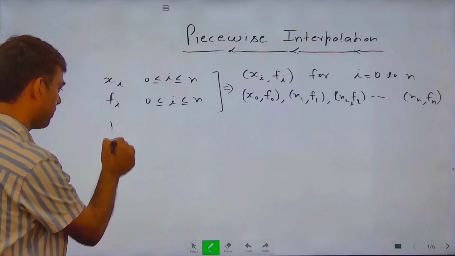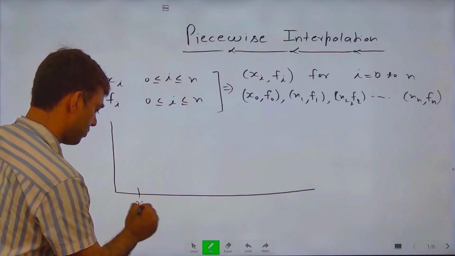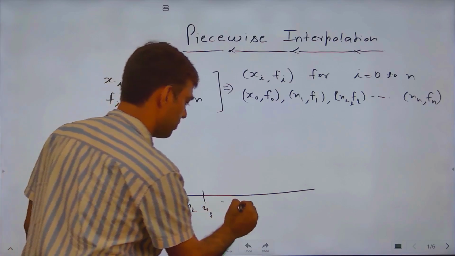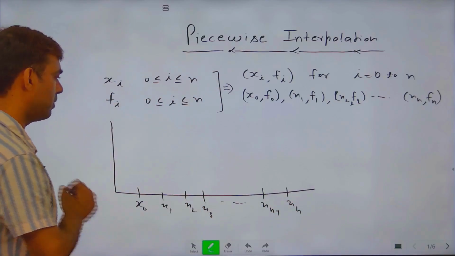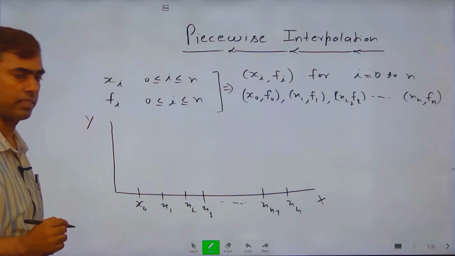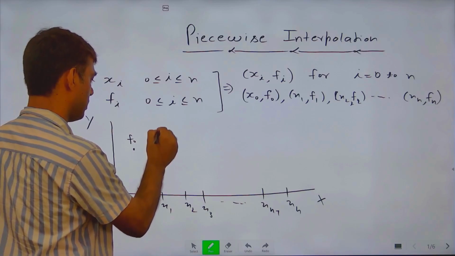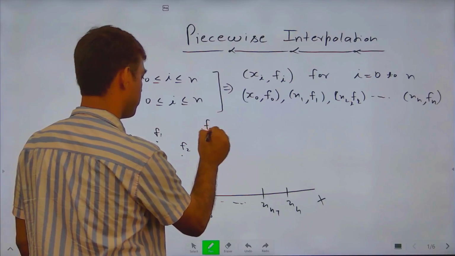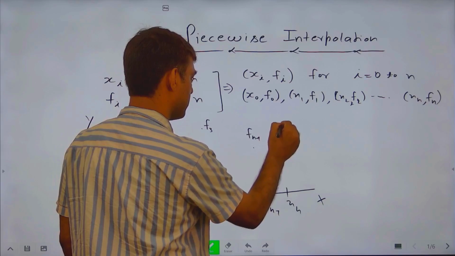If we plot these pairs of values, suppose this is x0 and this is x1, x2, x3, and similarly xn minus 1 and xn, plotting the nodal points on the x-axis and the values of the function on the y-axis, the corresponding values are f0, f1, suppose this is f2, this is f3, and this value is fn minus 1, and at xn the value of the function is fn.